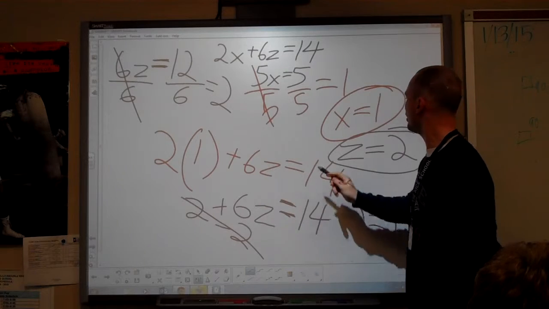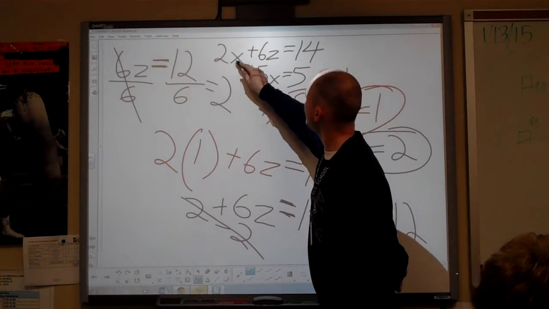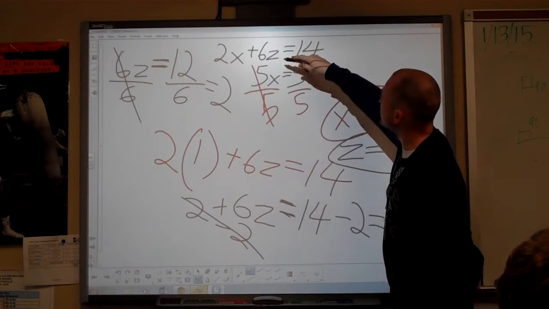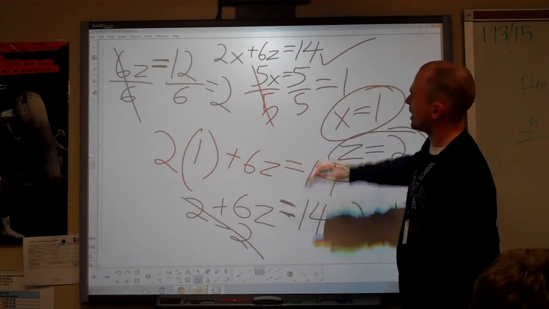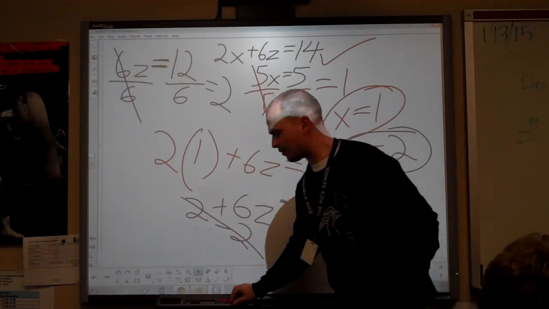Now let's make sure this thing works. 2 times 1 is 2. 2 plus 6 times 2 is 12. 2 plus 12 equals 14. Yes, it does. It checks. It works. That's question 8.